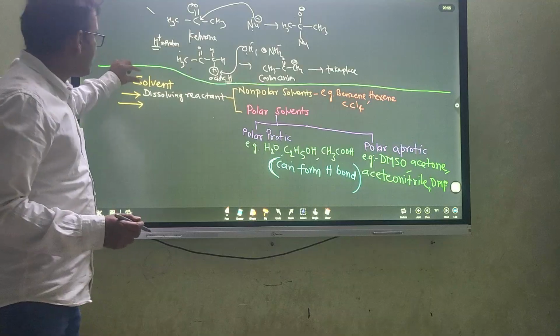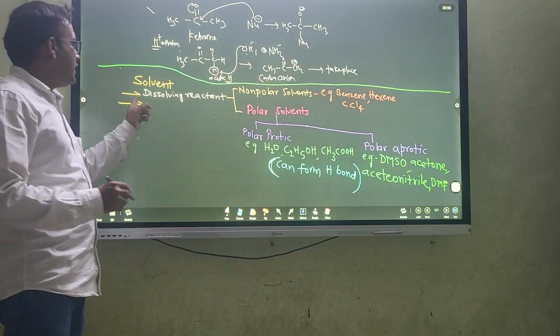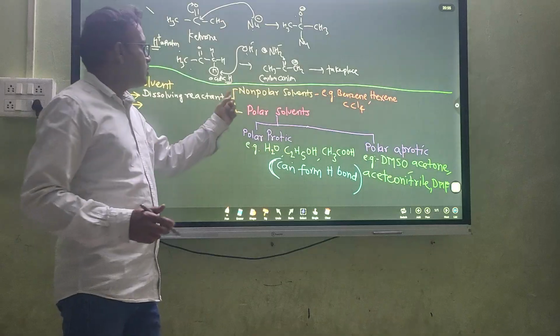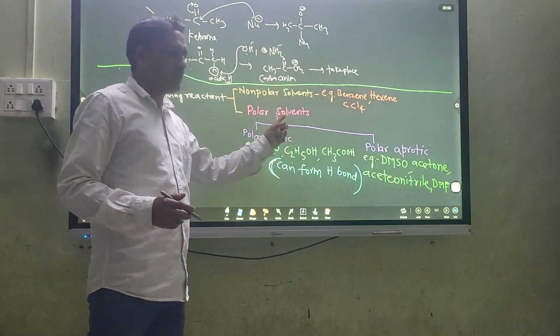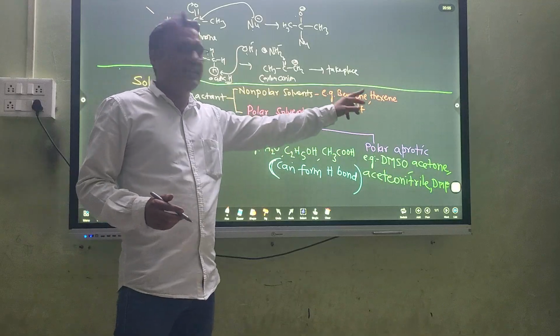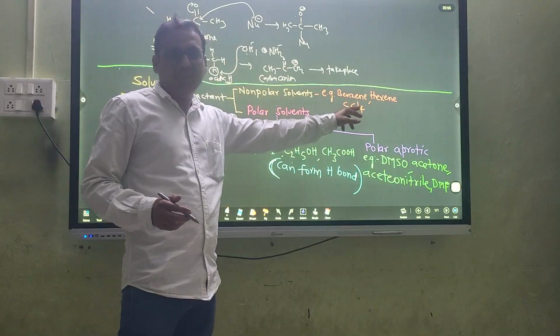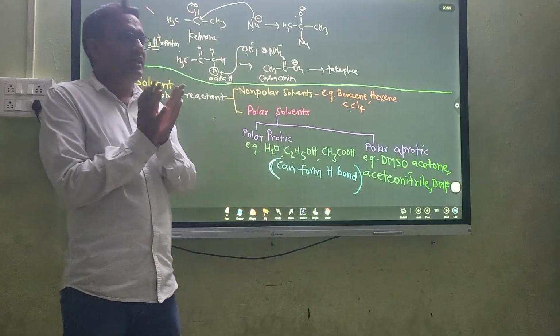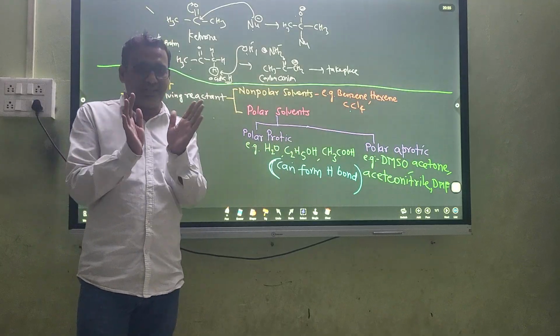We know the role of a solvent is dissolving the reactants. There are two types of solvents: non-polar solvents and polar solvents. The non-polar solvents are benzene, hexane, and CCl4, carbon tetrachloride. Non-polar solvents cannot stabilize ions.